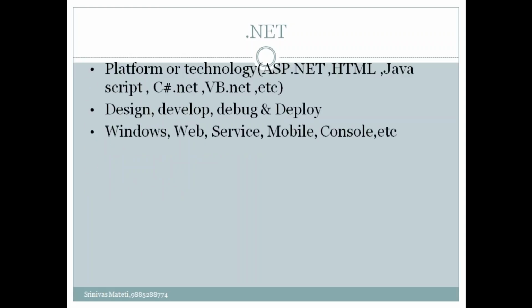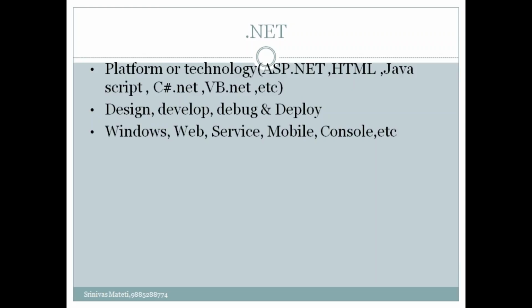Okay, I will start with the .NET definition. .NET is not a programming language or a technology. It's a platform or a framework which consists of different technologies and different programming languages. So the technologies it contains are ASP.NET, HTML, JavaScript, and the programming languages are C# and VB.NET.